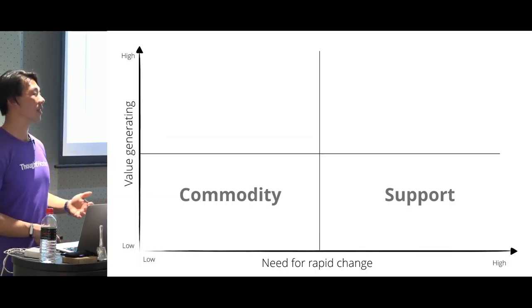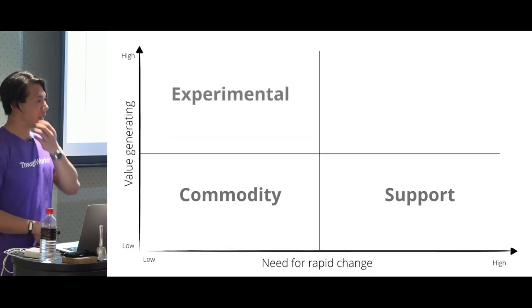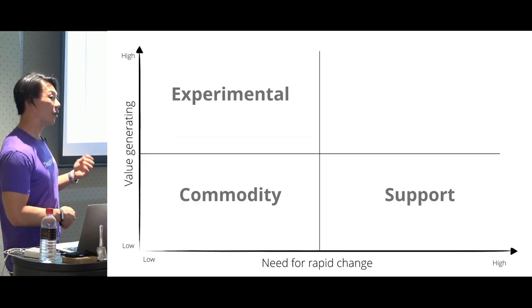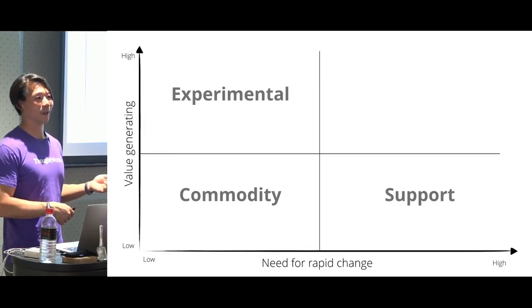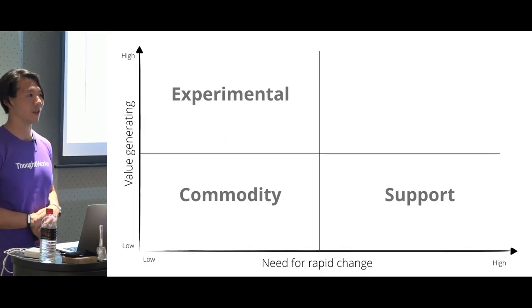Now there are other types of systems where you really want to rapidly test a business market need. These are the experimental type things. There's huge potential for value generating, but if it fails, you're not going to make a change at all. You're just going to throw it away. And so that's where you probably don't want to use a lot of these sorts of things.